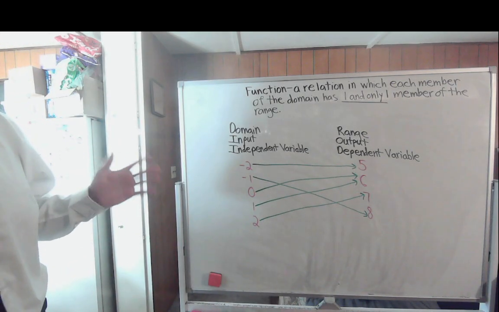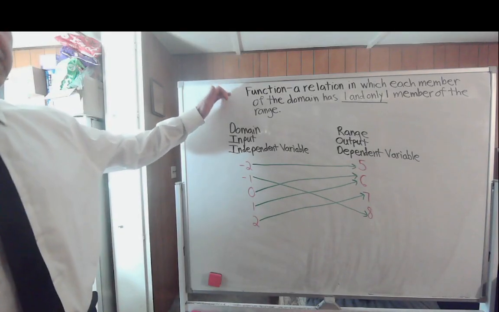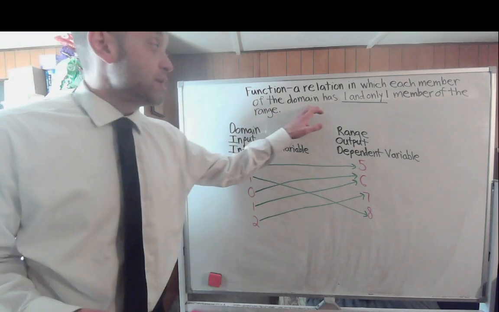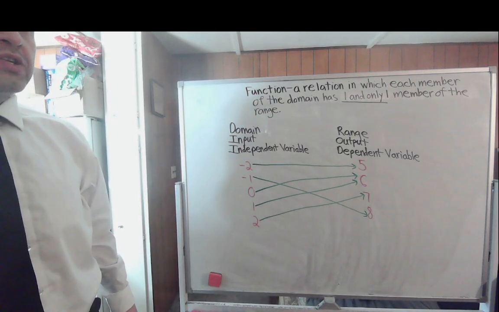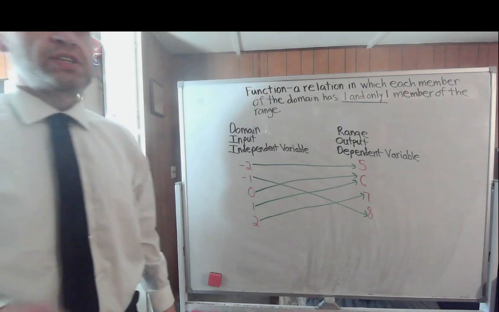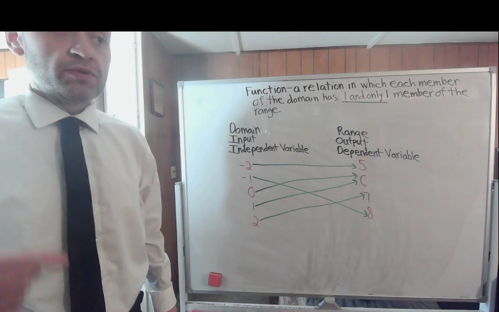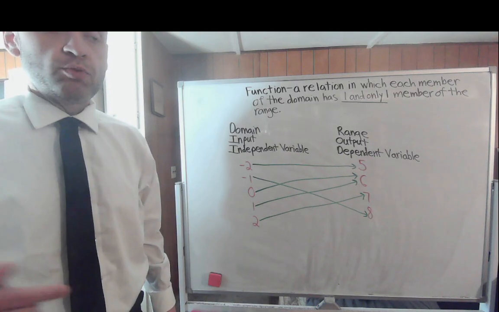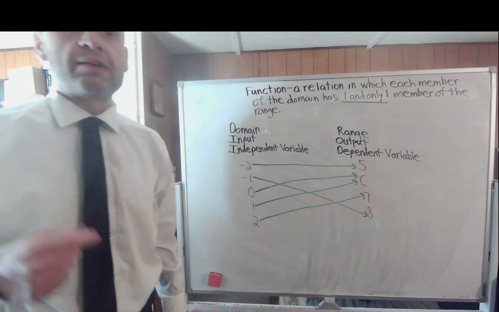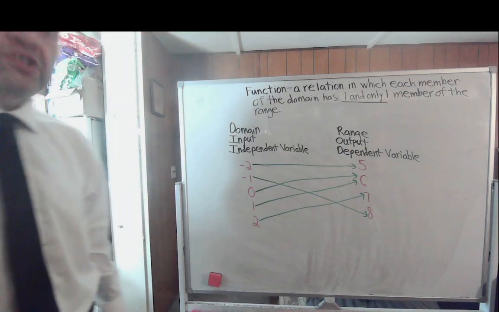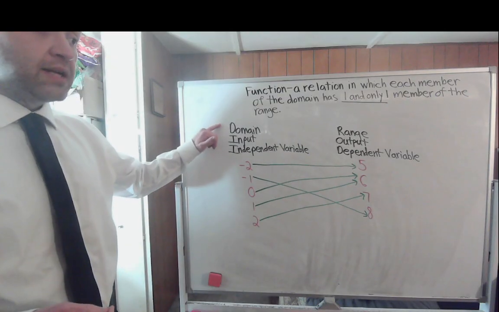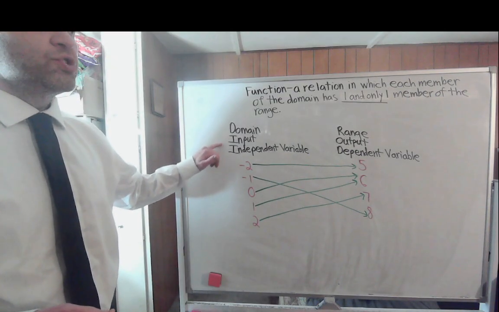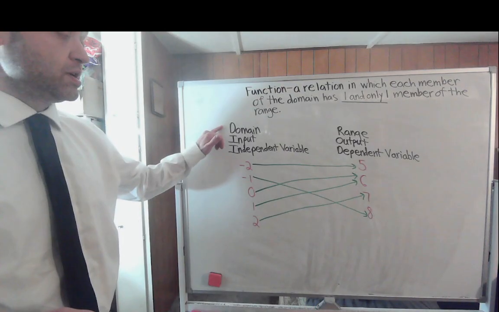So in review, a function is a relation in which each member of the domain has one and only one member of the range. So if a member of the domain corresponds to more than one member of the range, it's a relation, but it's not a function. And of course, the domain is also your input. That's what you put into the function.